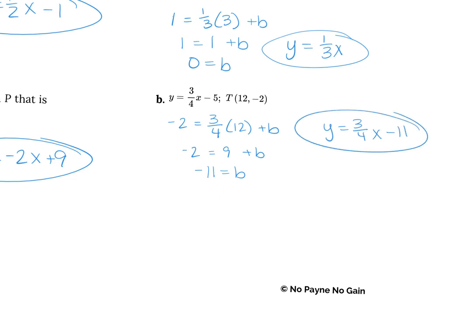Okay, last one is our perpendicular. Again, I need to use the negative reciprocal of my slope, so my 3/4 becomes negative 4/3. And then plug that in.